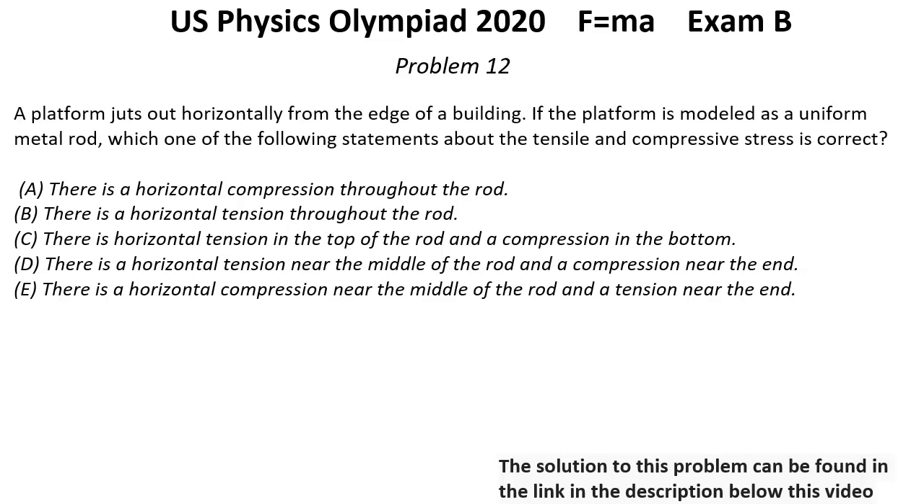There must be tensile and compressive forces at the top and the bottom of the rod respectively to balance the torque on the rod from gravity. Ultimately, these forces come from the wall the rod is attached to. That's answer C. There is a horizontal tension in the top of the rod and compression in the bottom. And that was a solution for problem number 12.